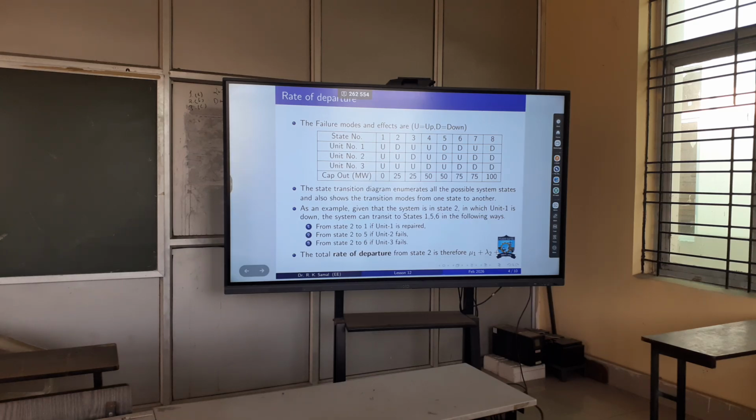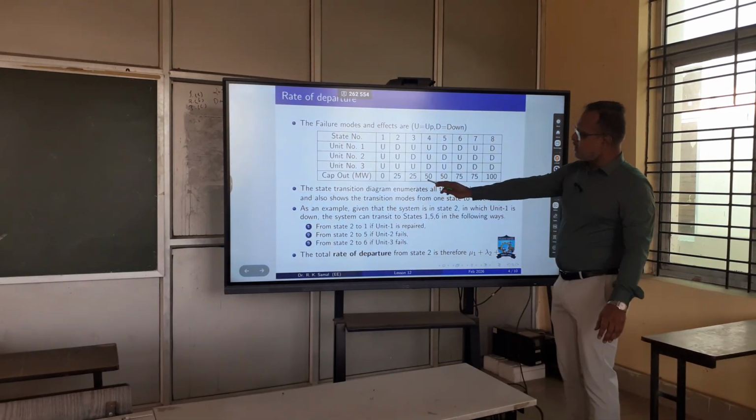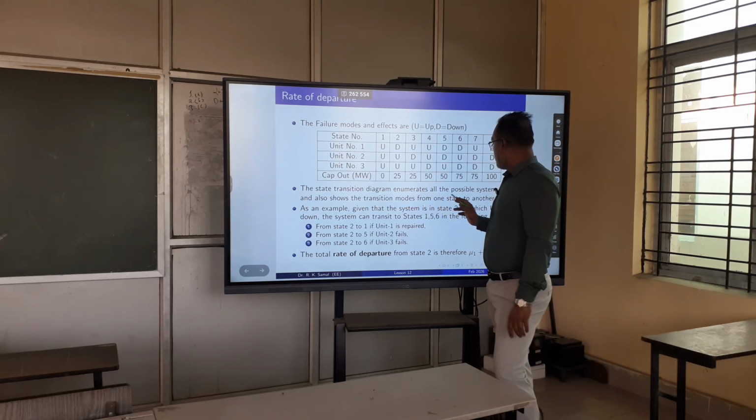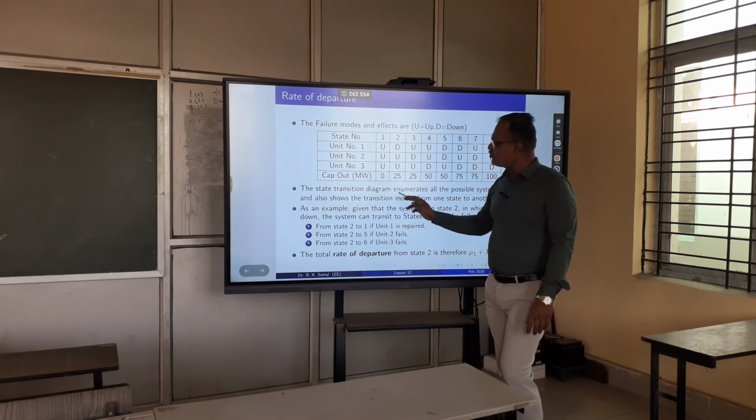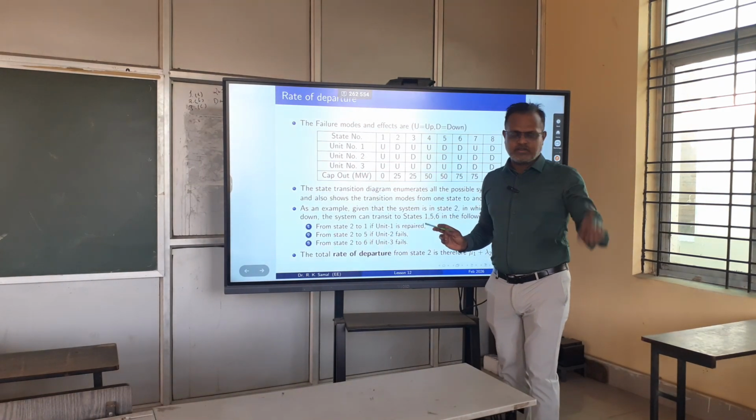Okay. So now we'll consider a single state. What you have drawn is a state transition diagram. The state transition diagram enumerates all the possible system states and also shows the transition from one state to another. And we are considering only single state transitions.